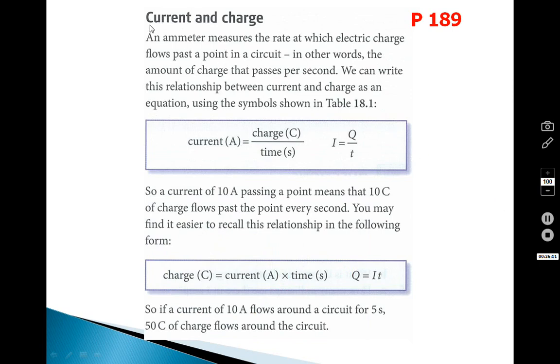Now we will say what's the relation between current and charge. As we said, in the circuit they are moving in opposite directions. Current moves from positive to the negative of the power supply, and electrons move from negative to positive. And who pushes current to move through the circuit? Electrons. So what's the relation between the value of current and the charge?